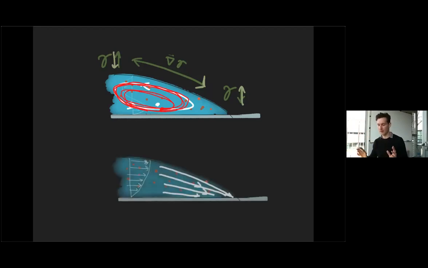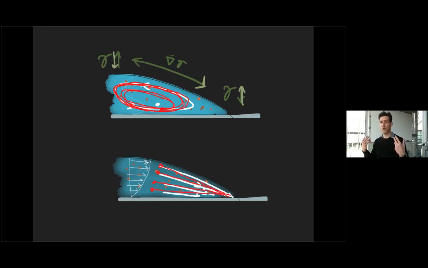And this is a crucial difference with the classical system dominated by the coffee-stain effect, in which the streamlines are not closed, they are open, and they all end at the contact line. So in the classical coffee-stain effect, I know that all my particles will end up at the contact line because all streamlines end at the contact line.